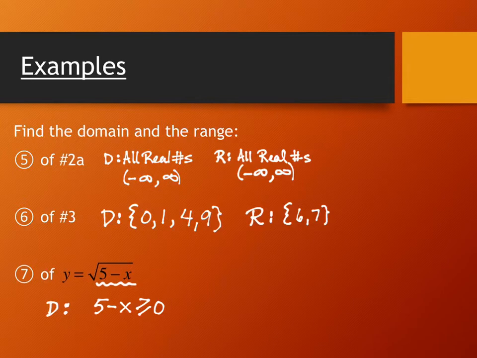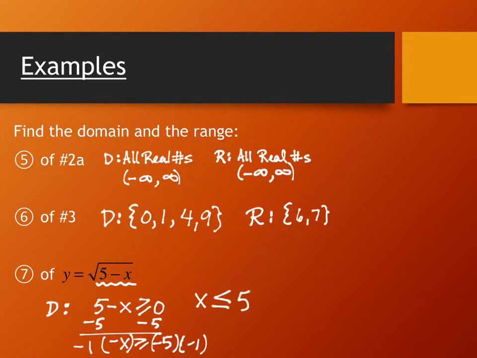And there's that inequality that we learned how to solve in 1-7. We'll subtract the 5. I have negative x is greater than or equal to negative 5. I will multiply or divide by a negative 1, and that changes the direction of my sign. So now it says that my x value is less than or equal to positive 5.